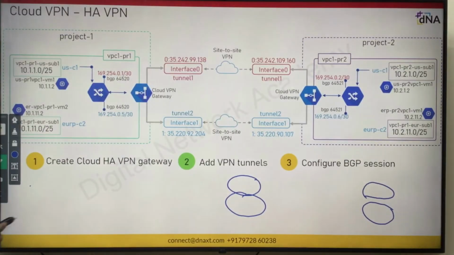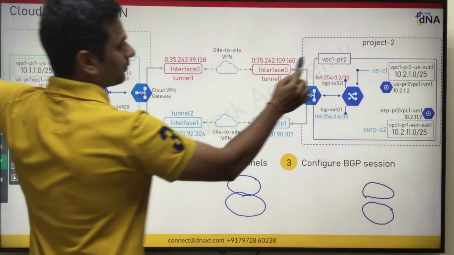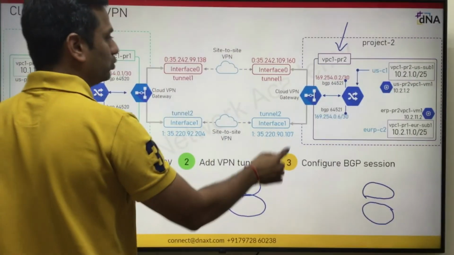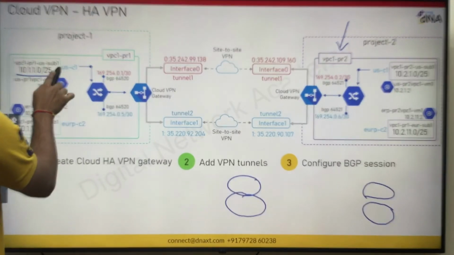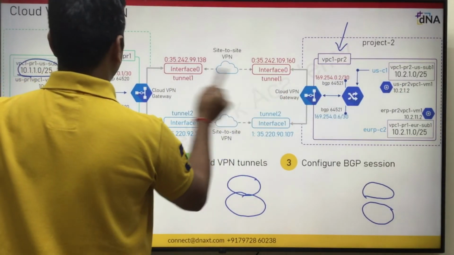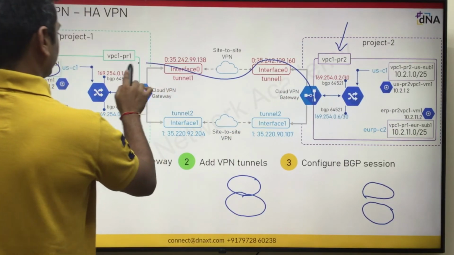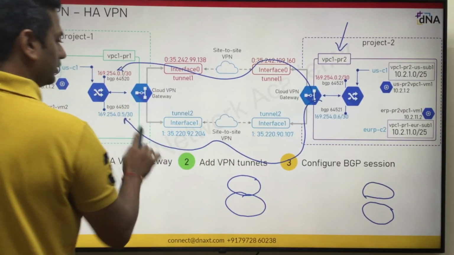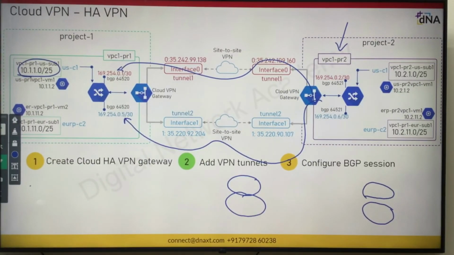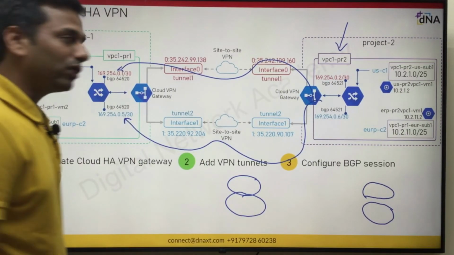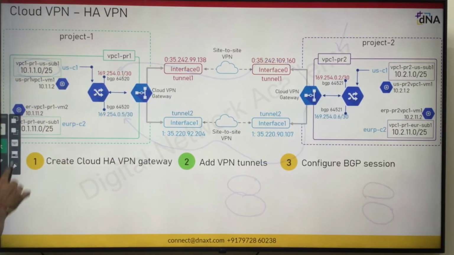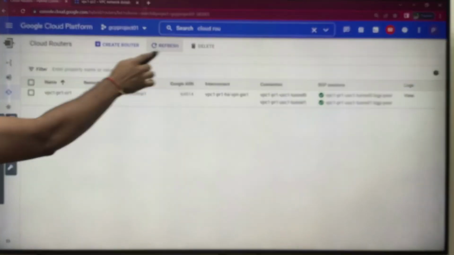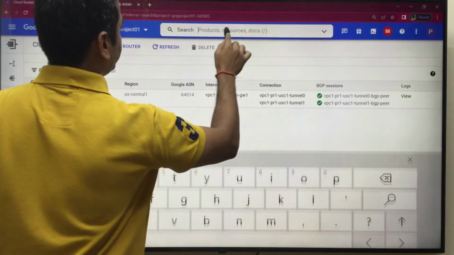Let's go to the diagram. See here, when you are looking at the project 2 route table, you can see this 10.1.1.0/24 route from both peers, one from 0.1 and another from 0.5. Clear? Now go back to VPC 1 and there you can see the VPC routing table.